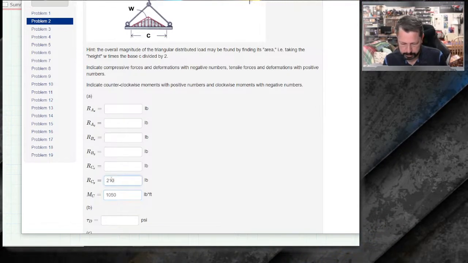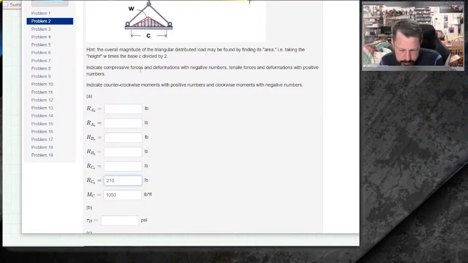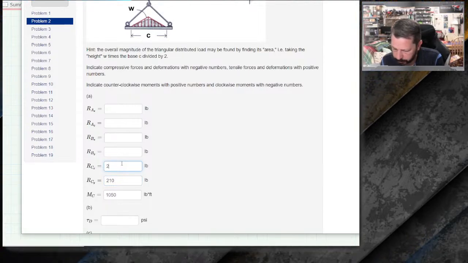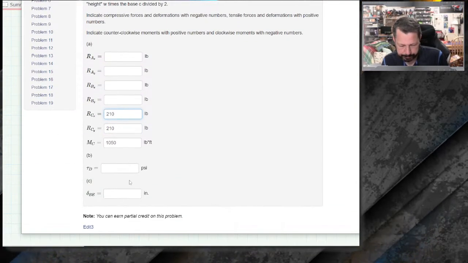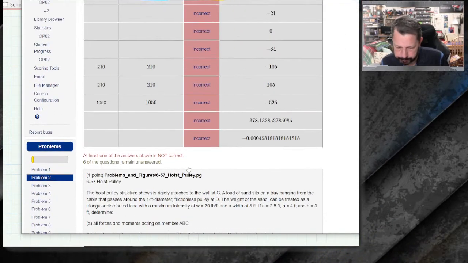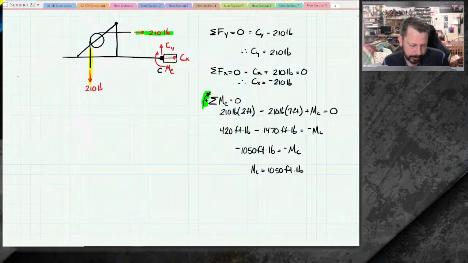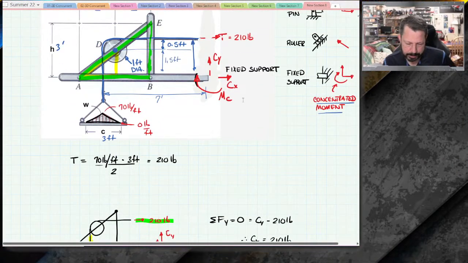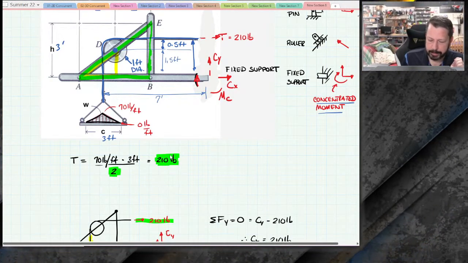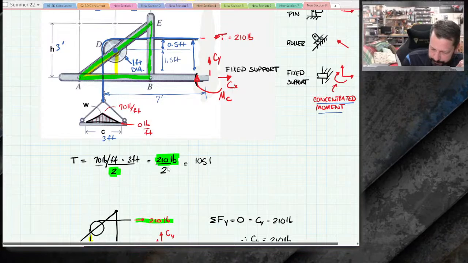We had these as both 210. Oh, let's see. Compressive forces with negative number. These reactions aren't really tension or compression, so I don't know if they want positive or negative signs on these or not. Let's see. Doesn't like any of them. 525, 105. Oh, did I not? Oh no. Did I not divide? I didn't divide by 2 up here. I even wrote it down, but I didn't divide by 2. So 210 over 2 is 105 pounds.